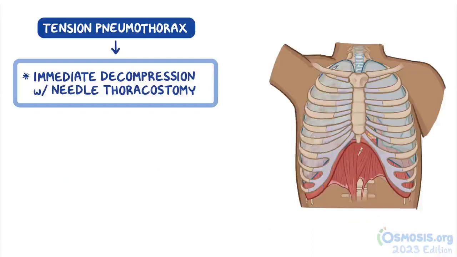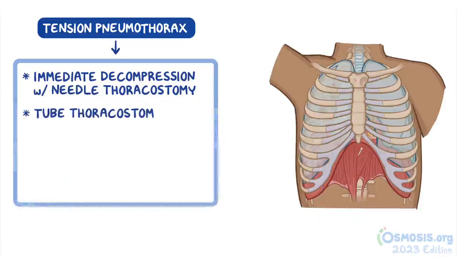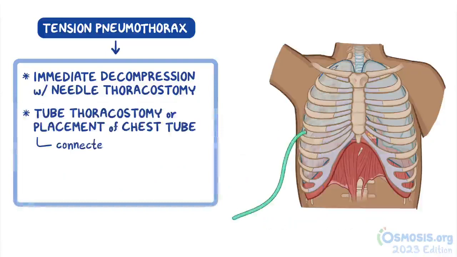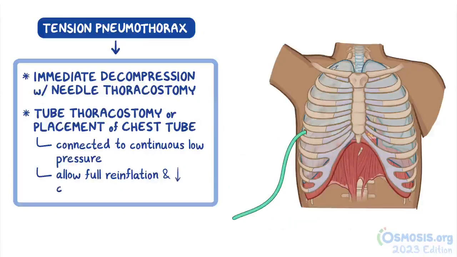You will later need to proceed with tube thoracostomy, or placement of a chest tube connected to continuous low-pressure suction, to allow full reinflation and decrease chances of recurrence.